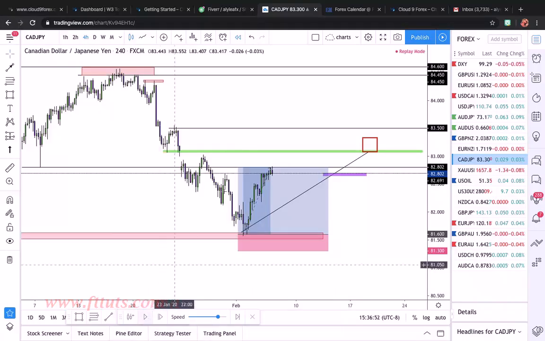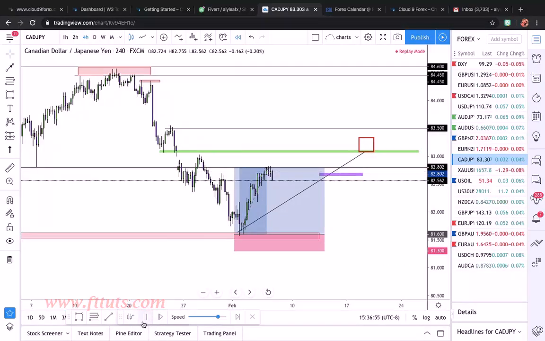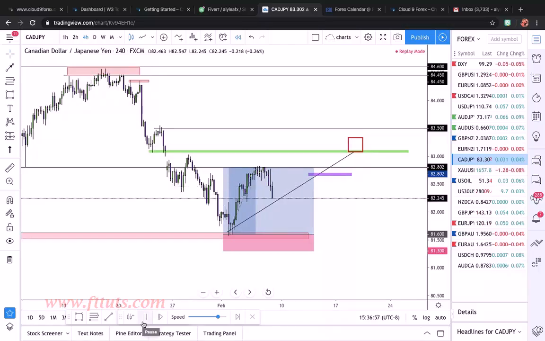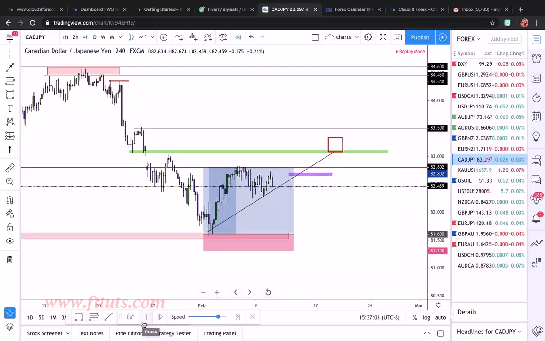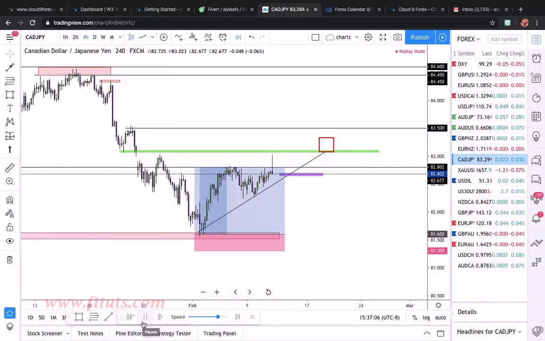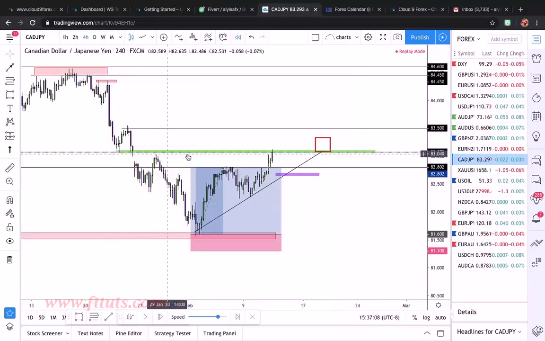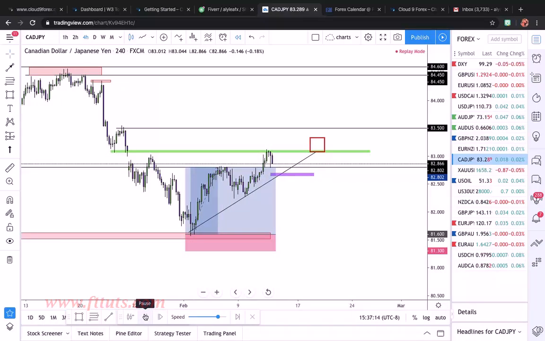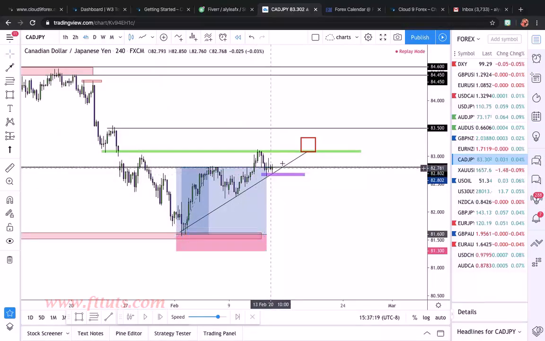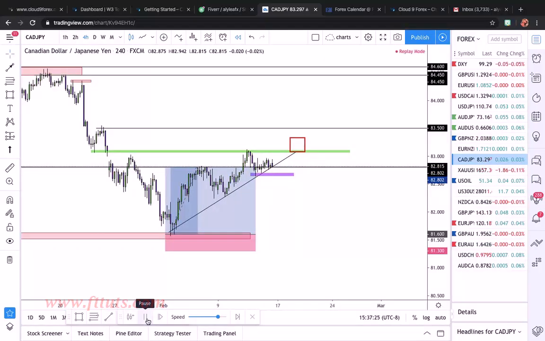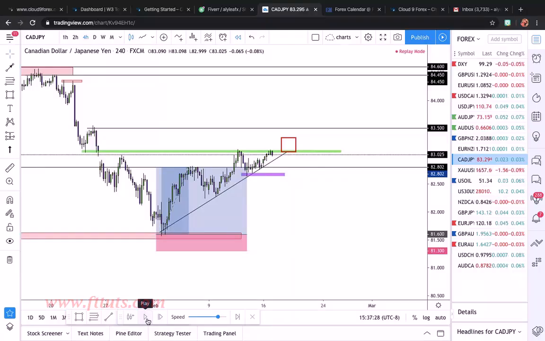Okay, so for this example, it touched resistance. Sellers tried to push price back down, but buyers came in, tested resistance again, went up to fill this. So that's around 83. Then that's when you connect this trend line to that, and then into the future. Test it again, went up. So this formation is obviously a double top.